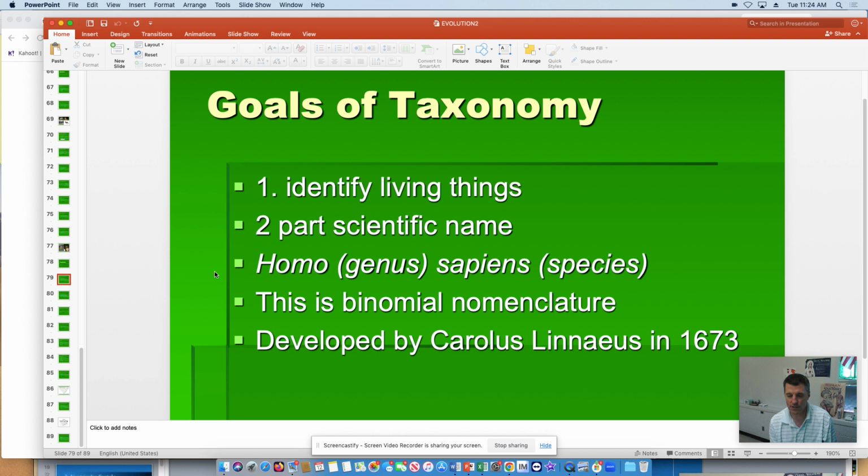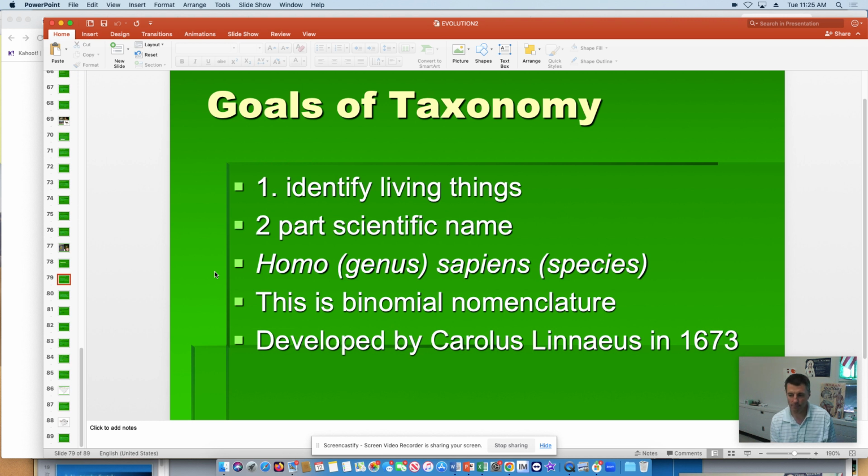So, identifying living things, two-part scientific names. The first part is Homo, and the second part is Sapiens. So it's sort of like our names except reversed. So the first name is actually a bit more general, and the second name is more specific. For us, our first name is more specific, and our last name just puts us with our family. So anyway, that's called binomial nomenclature, which literally speaking means two name naming system. And it was developed by a guy named Carolus Linnaeus in 1673.